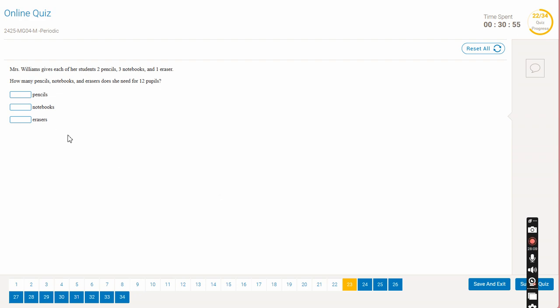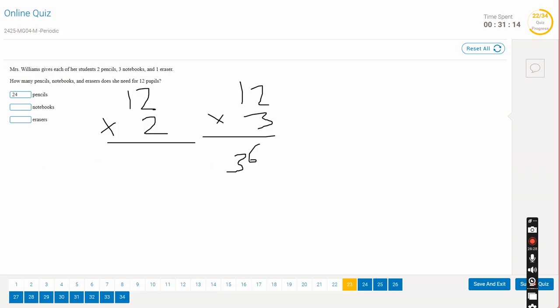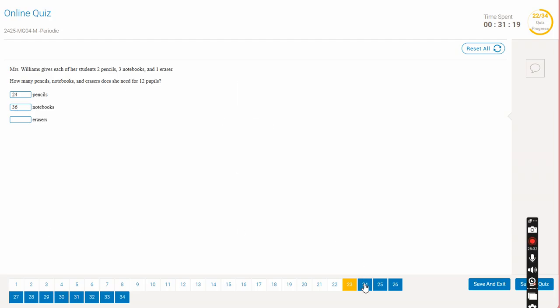Okay, now Mrs. William gives each of her students 2 pencils, 3 books, and 1 eraser. And now she has 12 pupils. What are you supposed to do? Just multiply them. You have 12 pupils in total. You're just going to multiply it by 2. You're going to get 24 for the first one. For the next one, 12 times 3. It's going to be 36. And try to do the quizzes as we go along. Pause and then do the quizzes, because this way you'll know what the answers are and how the method works.